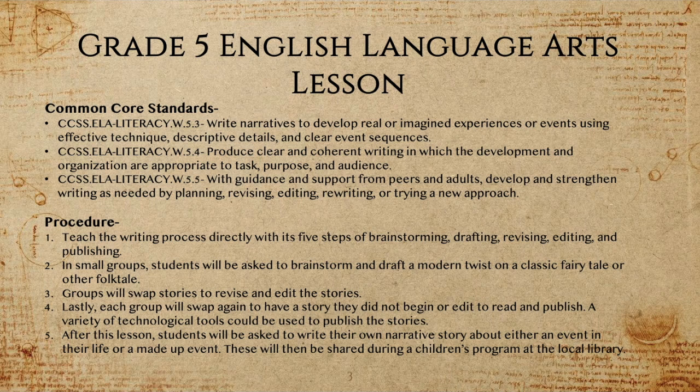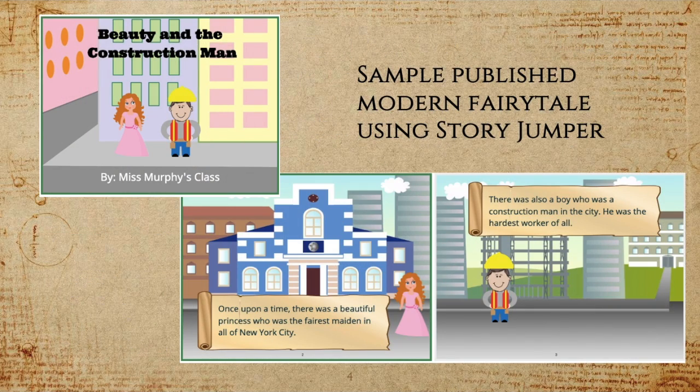After students had been explicitly taught the writing process, they would break into groups to brainstorm and draft a modern twist on a fairy tale or folk tale. The draft would be given to a different group to be revised and edited. A final group would take the finished product and publish it using a form of technology. These stories would be shared during a story time at the local library. Here is an example of a published story based on Beauty and the Beast using Story Jumper.